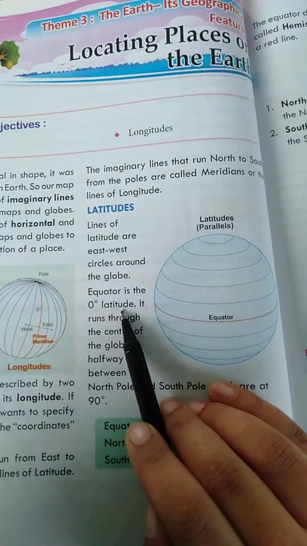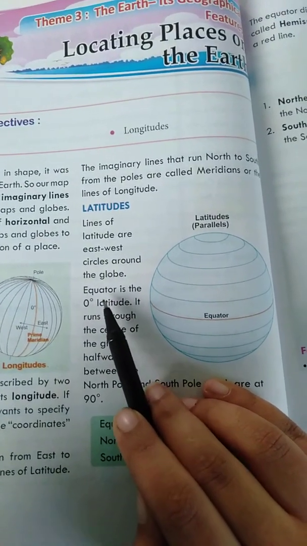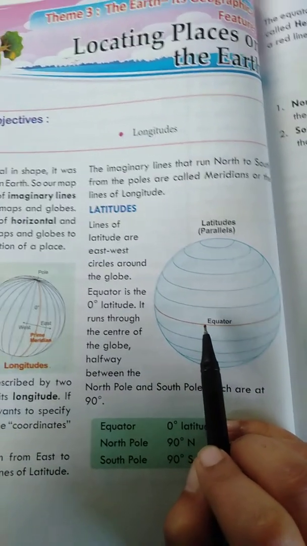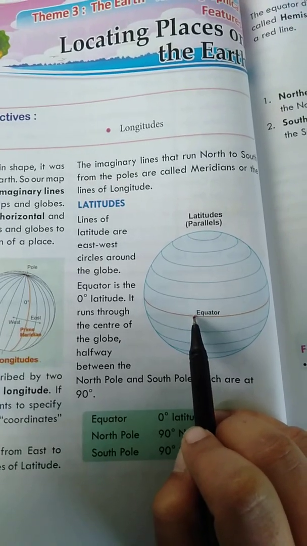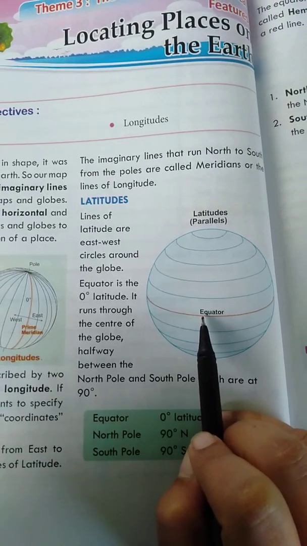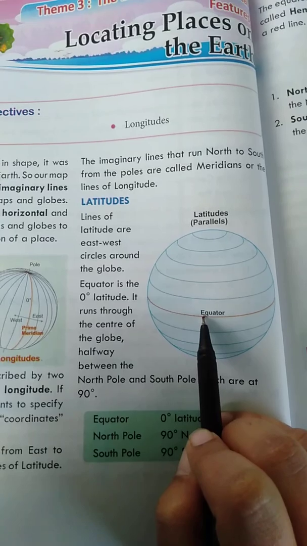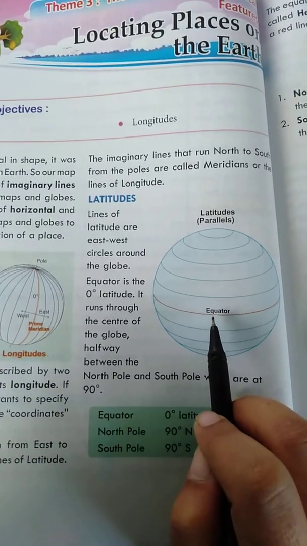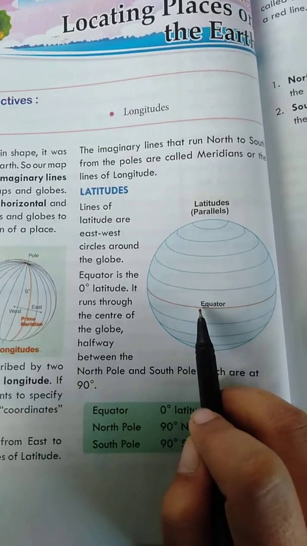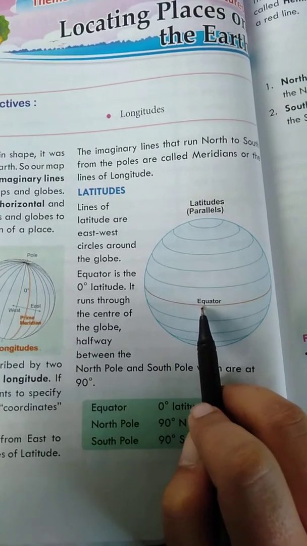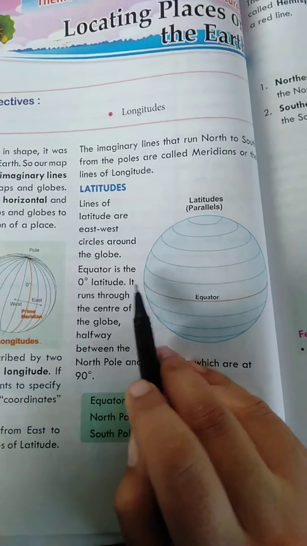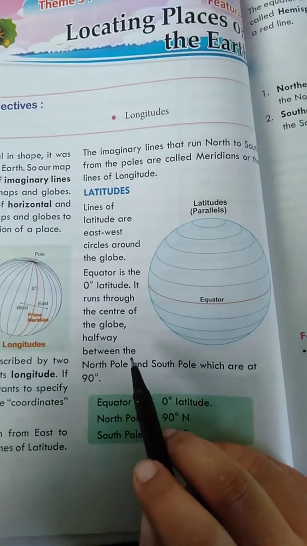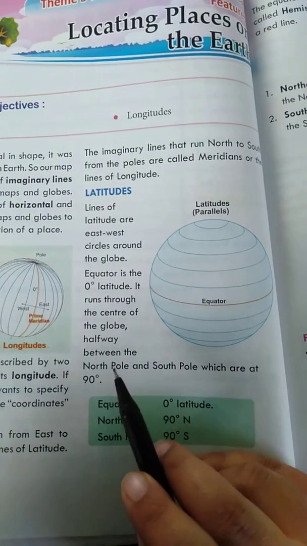Equator is the 0-degree latitude. Why is it known as equator? Here you can see a red circle in the middle of the globe. This circle is known as equator because it divides the earth into two equal parts. That is why it is known as equator. And what is the measure of equator? It is 0-degree latitude. It runs through the center of the globe, and it divides the globe into two equal parts.